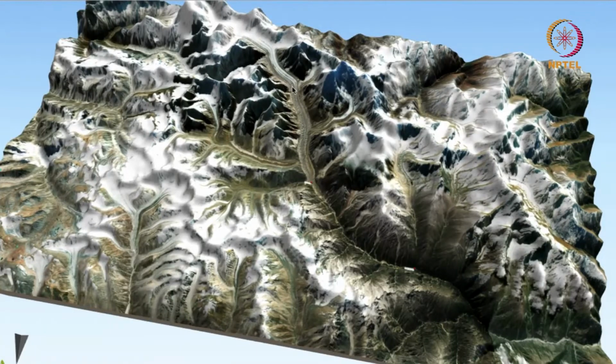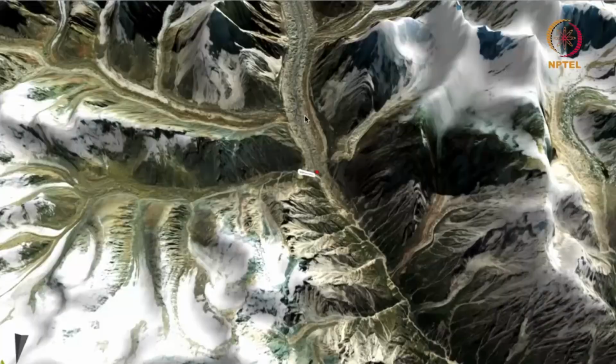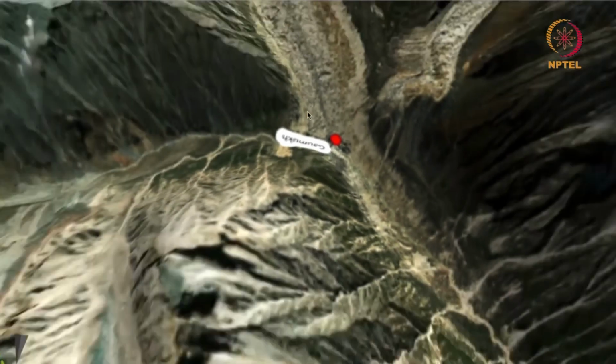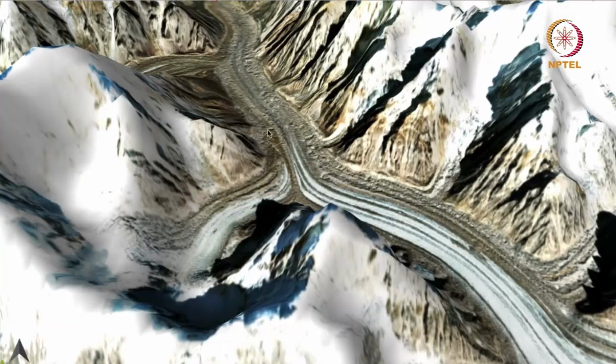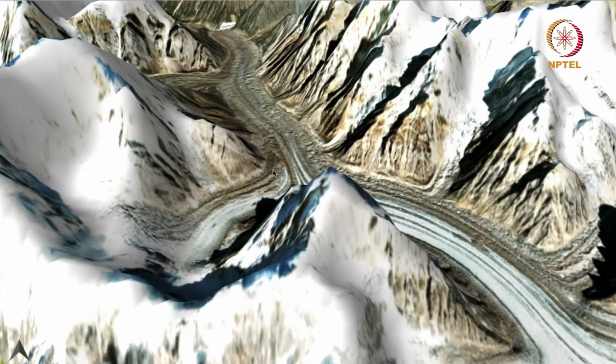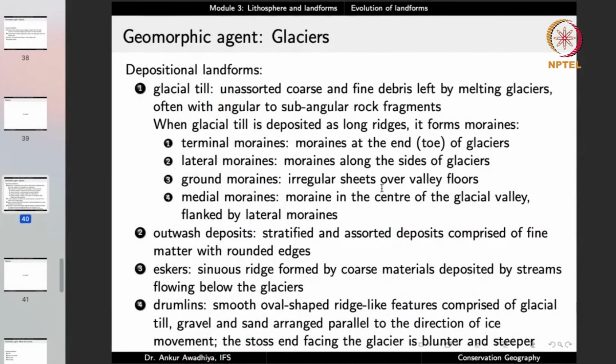And when the glacier is ending, you can see that there is some amount of deposits that are being left in this place. So these are the deposits. Now these deposits can lie just as they are, or they can be arranged in the form of these small ridges. Glacial till refers to unassorted coarse and fine debris that are left by the melting glaciers. They often have angular to subangular rock fragments.